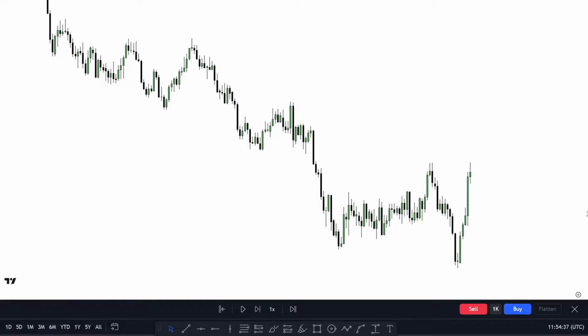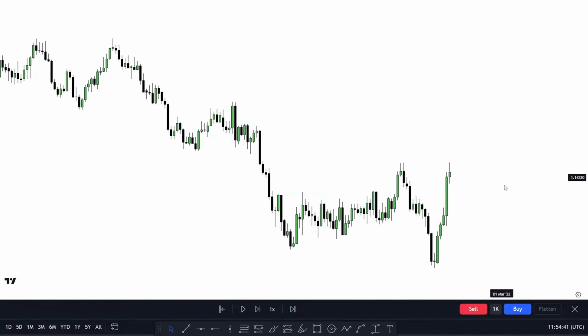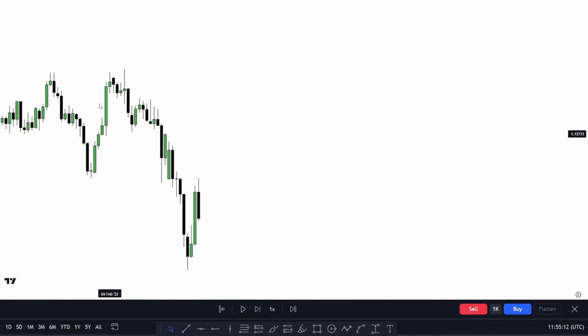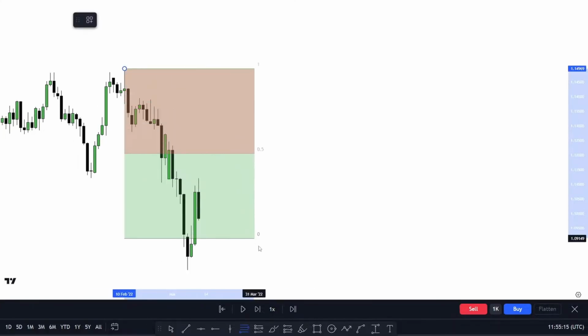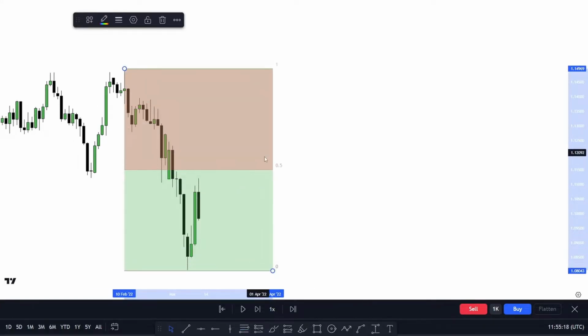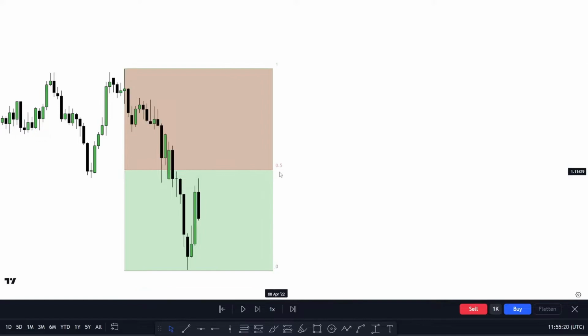Guys, now let's look at the examples of discount and premium. This is what we have. The market was in a downtrend, so we will think of selling here. You will notice here we have a proper leg formed. We will catch the high of this and the low of this. Now we have the Fibonacci retracement tool here. Now this 0.5 level is our equilibrium. Above this is the premium zone, and below it is the discount zone.